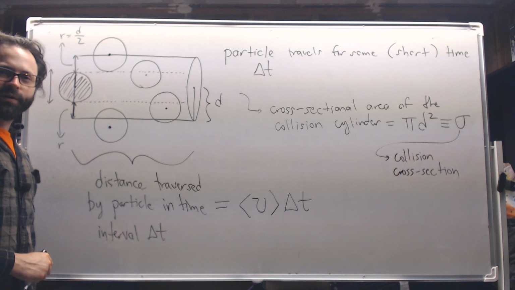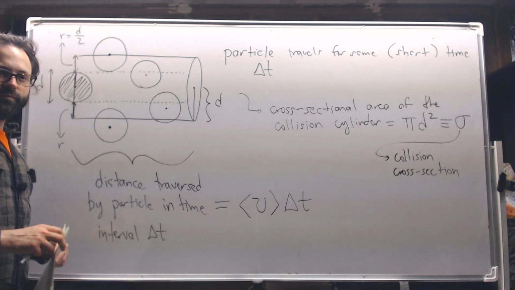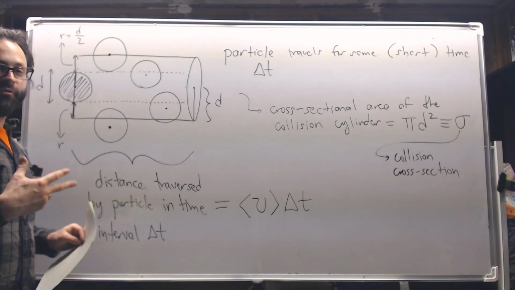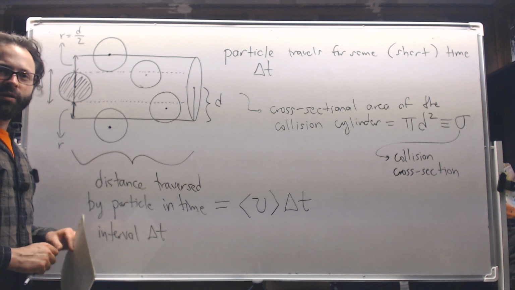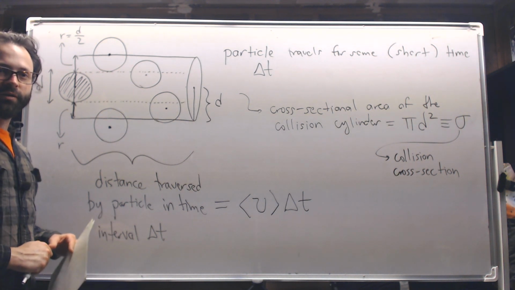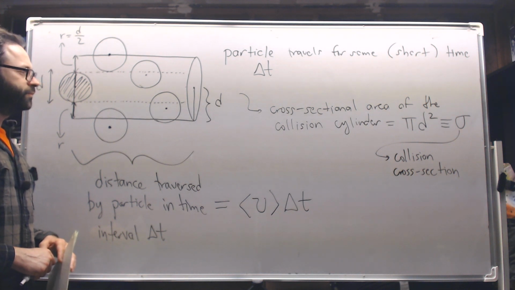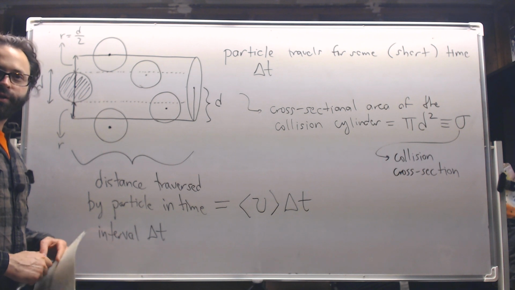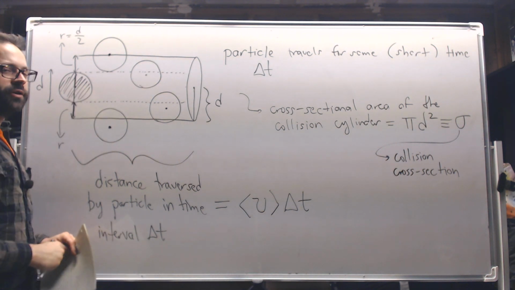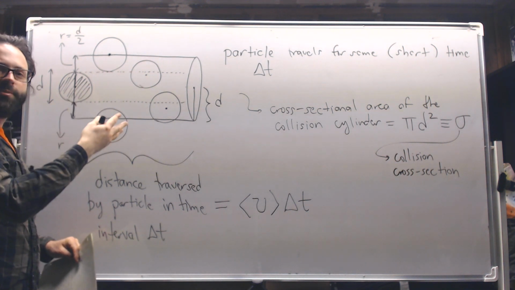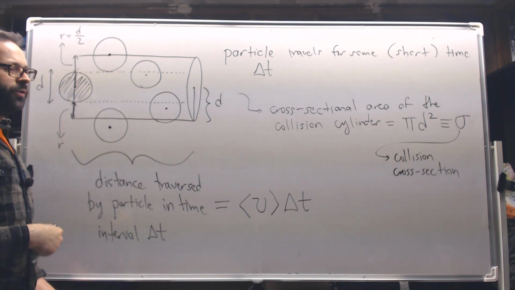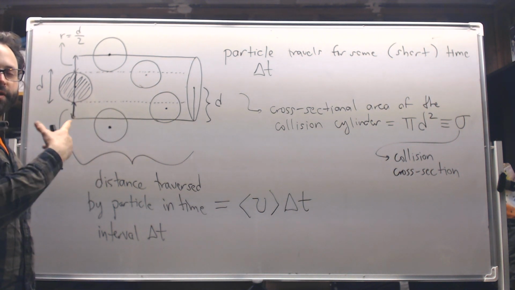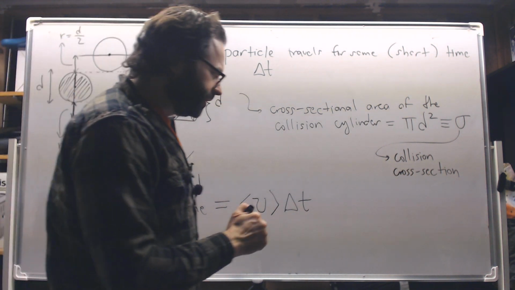Well, the number of particles in the cylinder with which our test particle can collide, roughly speaking, is equal to the number density of molecules in the gas, which is some property of the gas, right? If the gas is under a certain temperature, under a certain pressure, or is containing a certain volume, and there are a certain number of particles, then the number density, the number of particles per unit volume, will be determined by things like the pressure and the temperature.